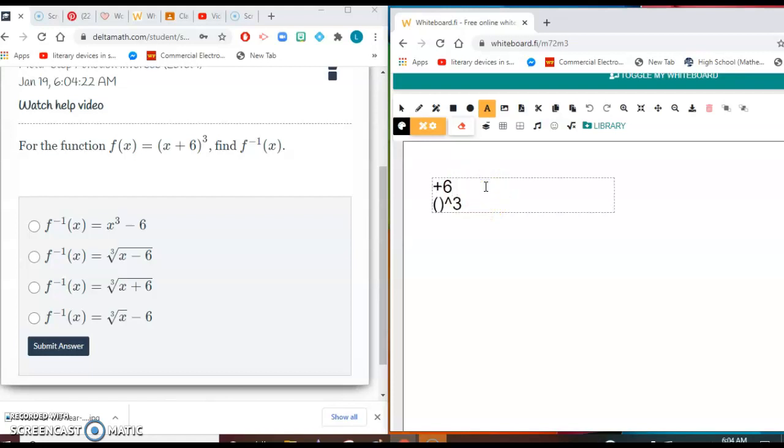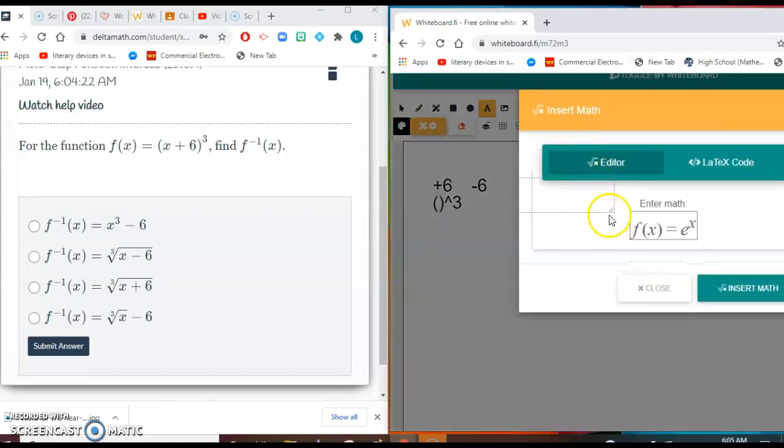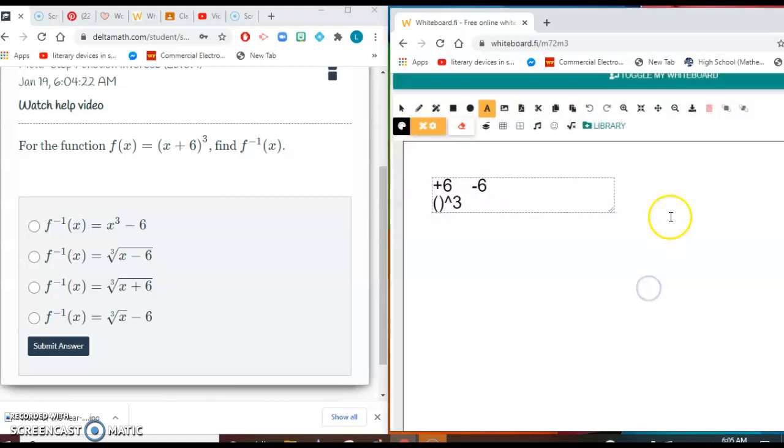So the opposite of plus 6 is minus 6. The opposite of the third power, let's see if this works. Well, that's ugly. But it would be the cubed root. I'm just going to write it. Remember we go from the bottom up. So I'm looking for the cubed root of x minus 6. The cubed root of x minus 6. So that would be this one.